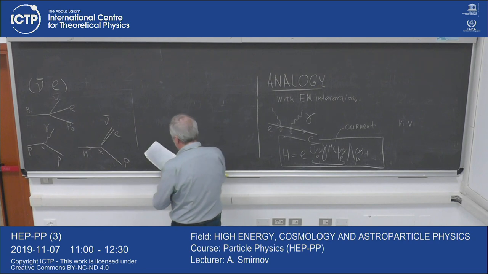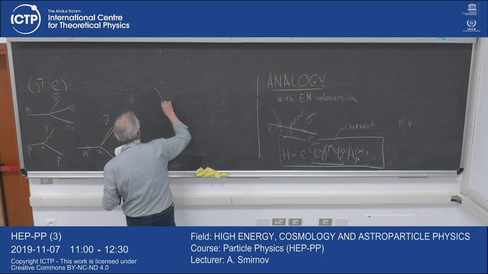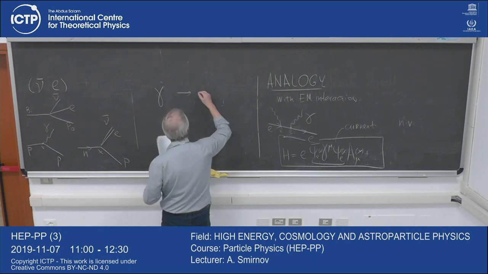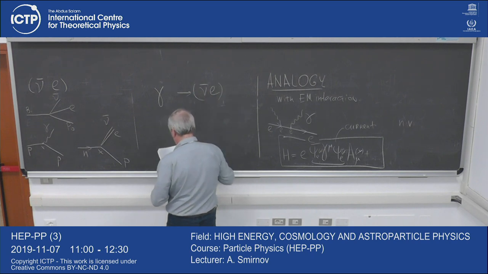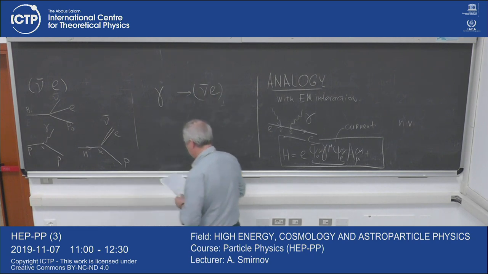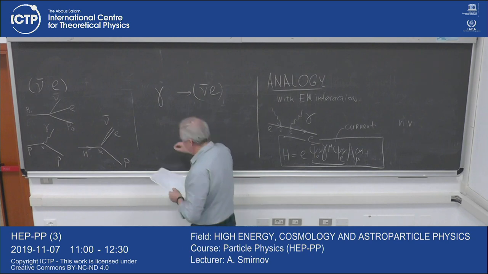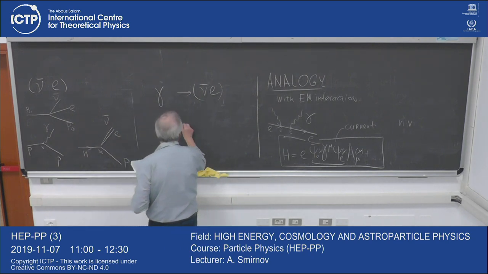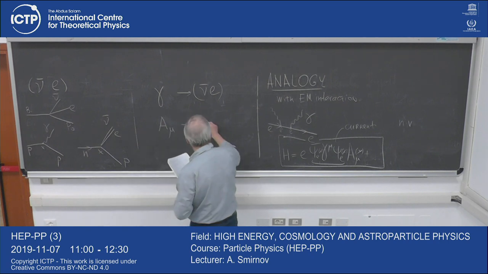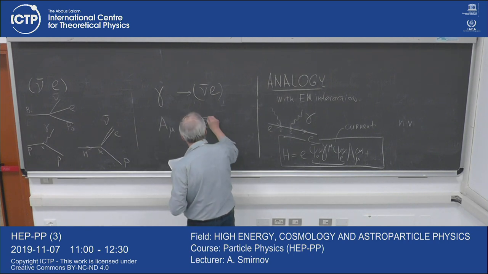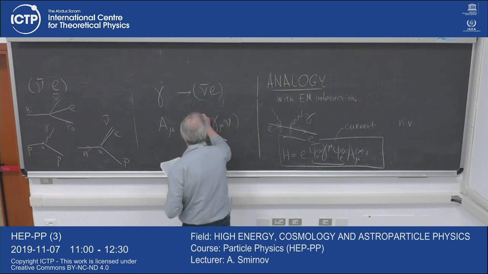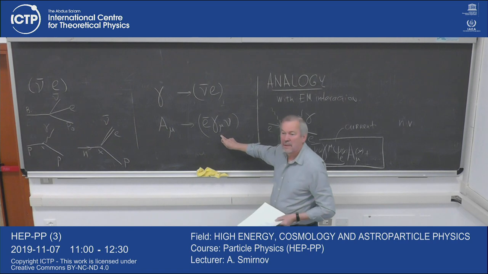So what he is saying is that instead of the photon, now in the case of the weak interaction of beta decay, I have an antineutrino and an electron. Which means that the electromagnetic field I substitute by the current to have Lorentz covariance, right?